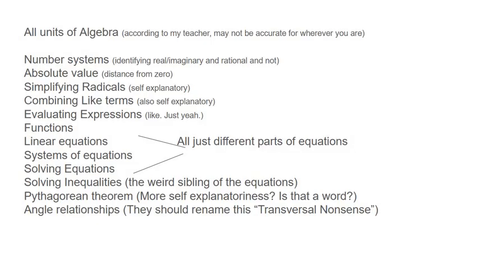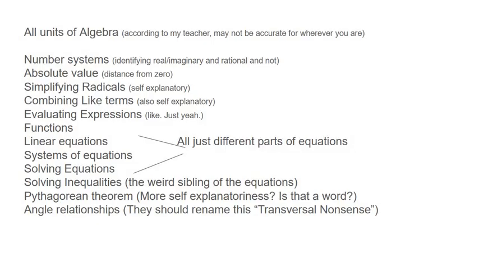First of all, in this video, we're going to be covering all these different units of algebra. There may be more depending on where you are, but according to my teacher in my region, this is basically all you have to do. So, number systems, when you identify if a number is real, imaginary, rational, or irrational. Absolute value is a number's distance from zero. So let's say you have the number negative 35. It is 35 units away from zero. And the same goes for 35. Don't worry, we'll cover this in future videos.